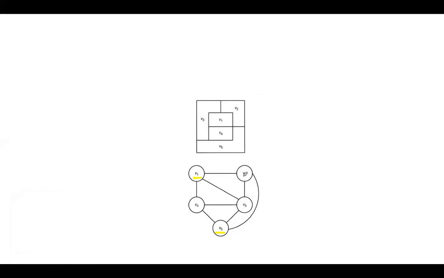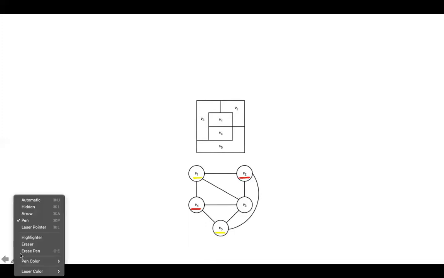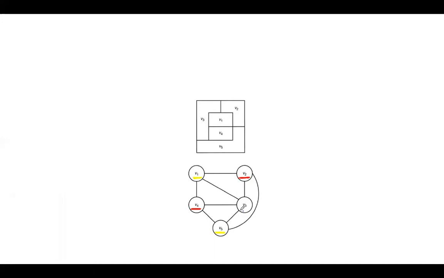Next, V2 vertex I will take. I will assign red to it. If you assign red to V2, you cannot assign red to V3, but I can assign the red to V4 because these two are not adjacent. Next, you need one more color to color the vertex V3. Is it clear? So for this particular graph also, we need 3 colors.